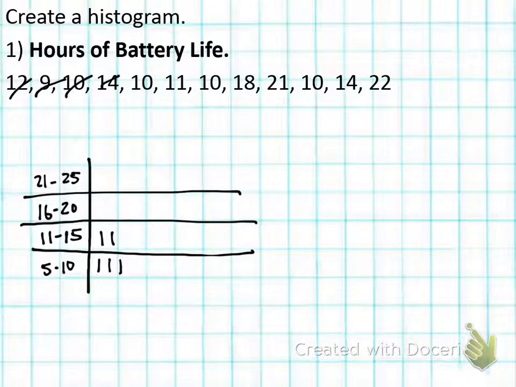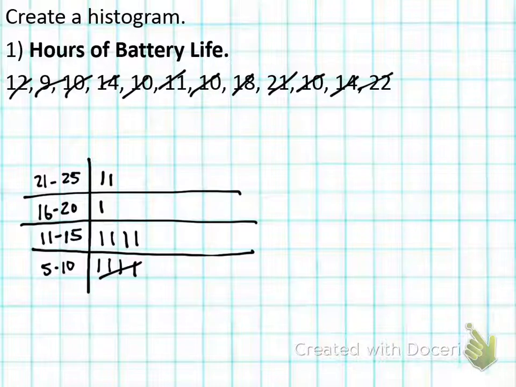I want to cross these out as I go, of course, so I don't double count them. Next one's 10. Next one is 11. Next one is 10. Next one's 18. Next one's 21. Next one's 10. Next one's 14. And last one's 22. Cross them out. Now I've organized my data in a frequency chart. So I know that these are the frequencies. Most people's cell phones last from 5 to 10 hours, and the next biggest is 11 to 15, and so forth. I have a frequency.